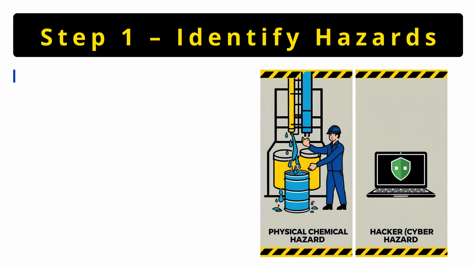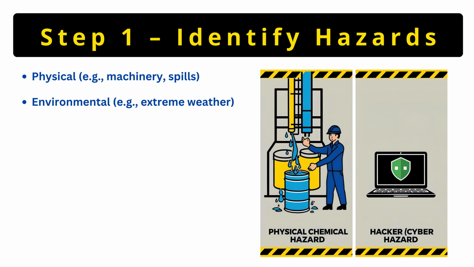Let's break down the categories. Physical hazards, things like exposed wires, wet floors, or heavy machinery. For example, in a factory, unguarded equipment could lead to serious injuries. Environmental hazards, extreme temperatures, storms, or even poor air quality. If you're in an area prone to floods, that's a risk you need to plan for. Operational hazards, supply chain breakdowns, staffing shortages, or equipment failures. Imagine a restaurant losing power. How would that impact food safety?